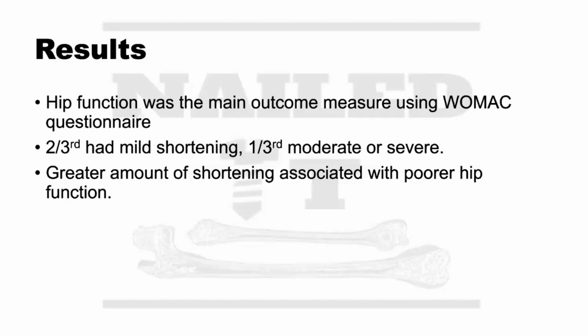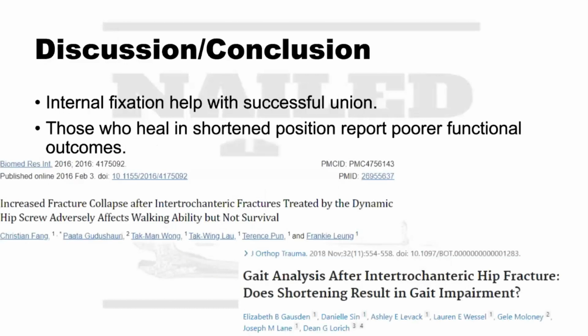So, a quick study, but that shows us that yes, internal fixation would help with union of the fracture, but if the fracture heals in a shortened position, it results in poor outcomes. And this was also reflected in the studies done on intertrochanteric fractures, not just the femoral neck fracture. So in the intertroch world as well, shortening also results in decreased function.